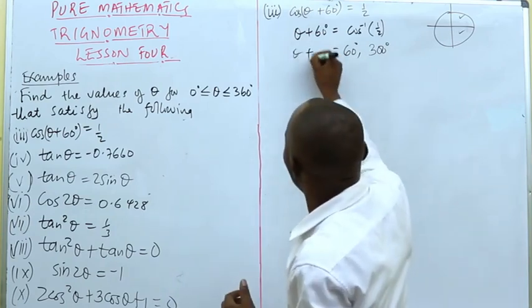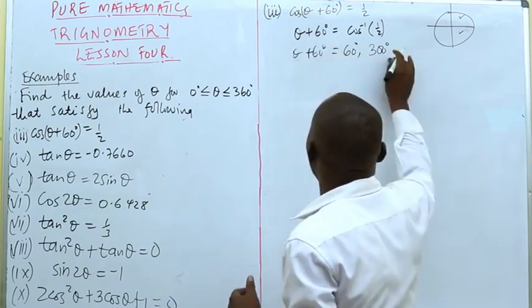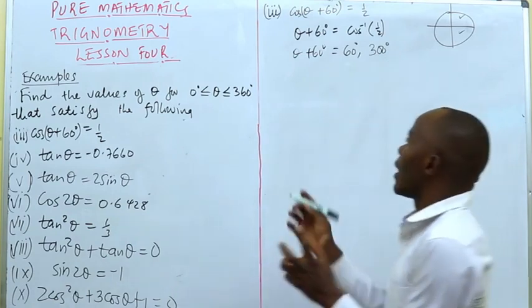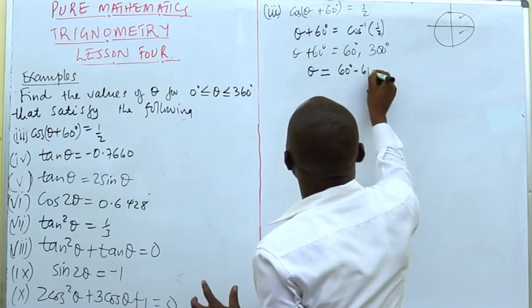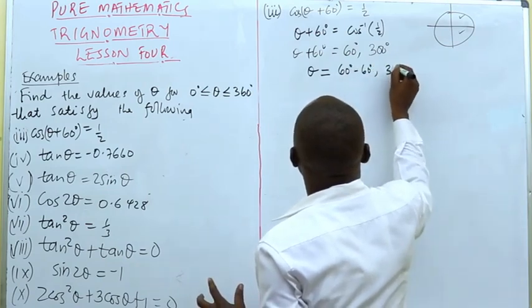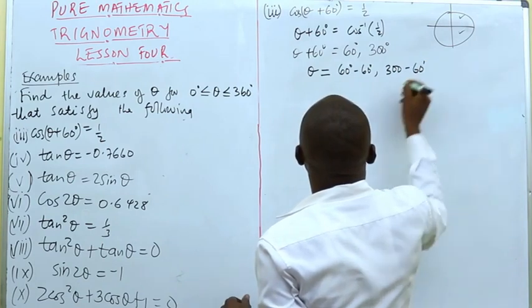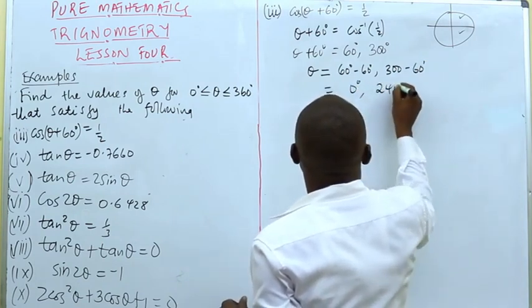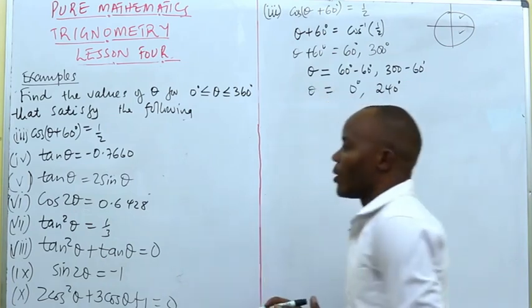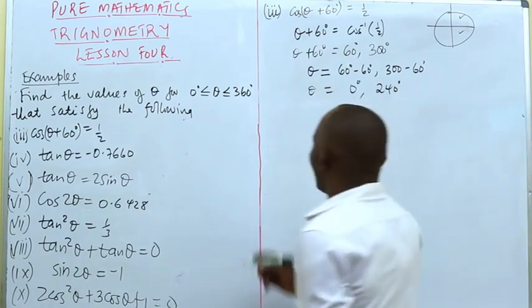So we have theta plus 60 is equal to this. So how would we get the theta? Theta will be got by getting 60 degrees minus 60 degrees and 300 minus 60 degrees. So we have 0 degrees and 240 degrees as the value of theta. Let's look at Roman 4.